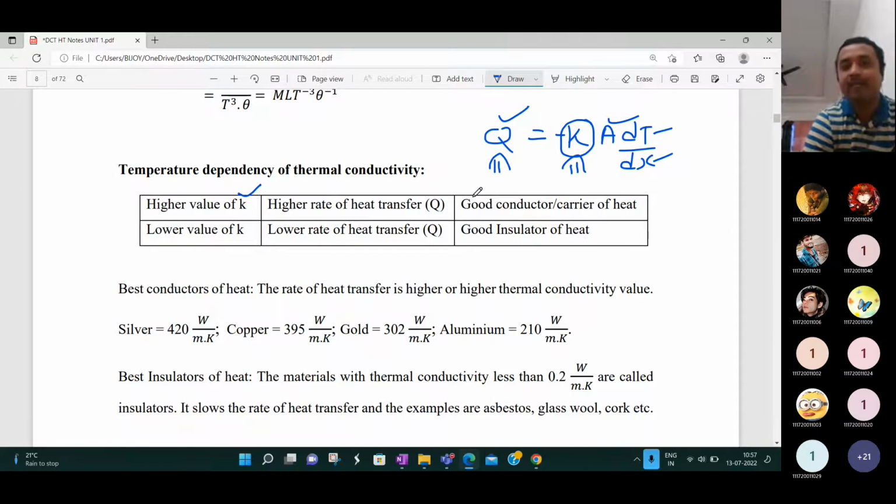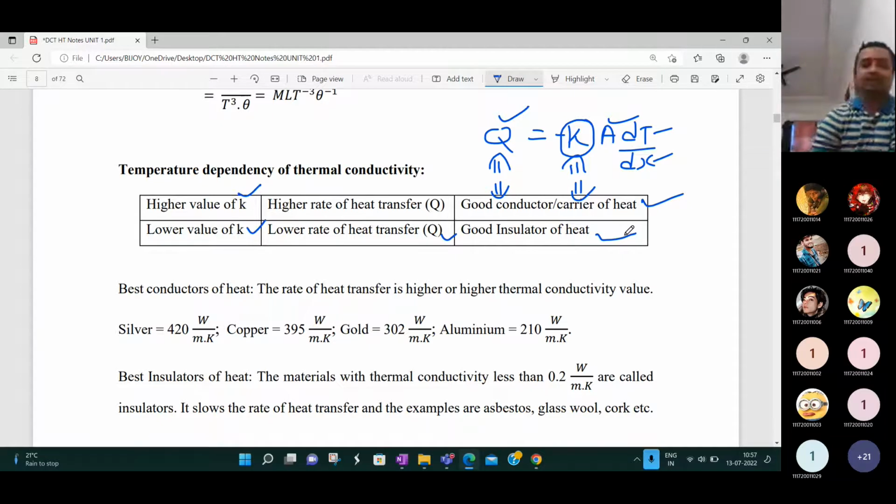Then what can we say? We can say it is a good conductor or carrier of heat. K is a property of the material. If the K value is less, then the Q value will also be less, because it is directly proportional. If the value of K is less, it means a lower rate of heat transfer, or you can say it is a good insulator of heat.